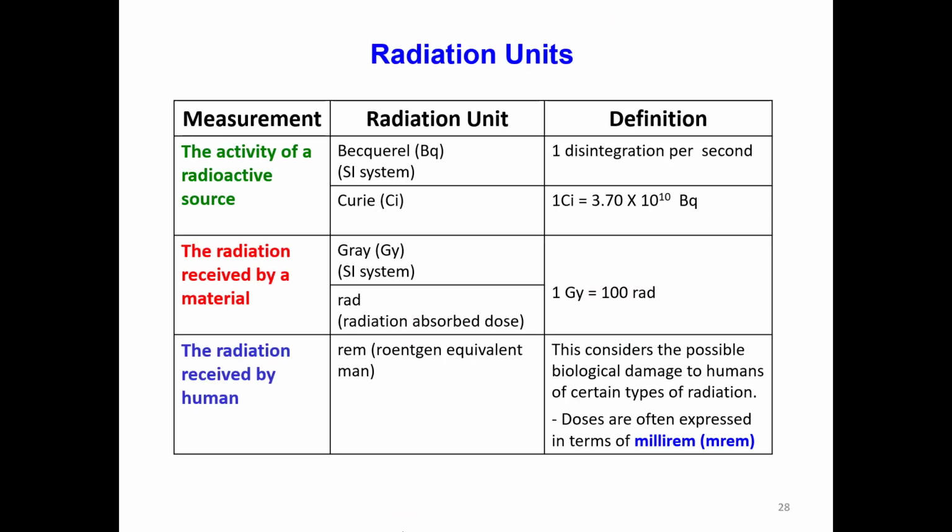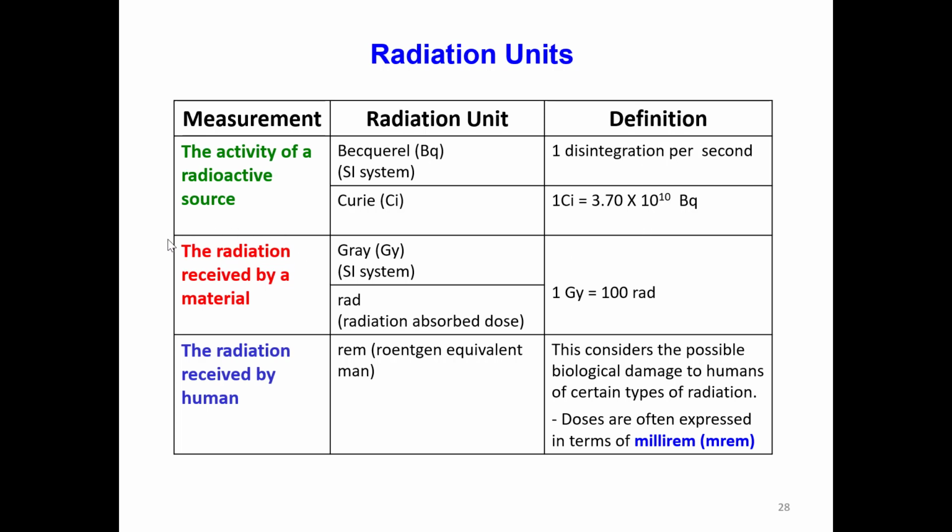It is possible to measure the radiation that is emitted by some material, that is received by some material, or that is received by humans. To report those measurements, we need to use some units. And now we are going to review some units that are used to report this kind of measurement. For example, the activity of a radioactive source. The unit is the becquerel in the SI system, and 1 becquerel corresponds to 1 disintegration per second. 1 curie corresponds to 3.7 × 10^10 becquerel.